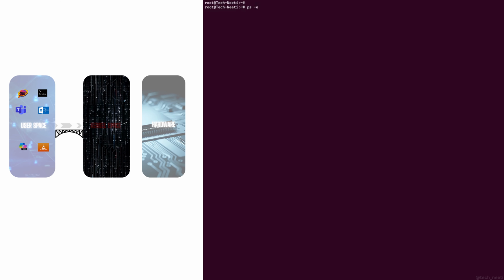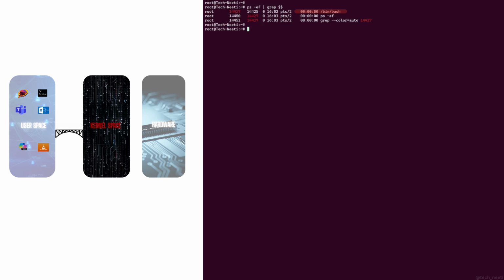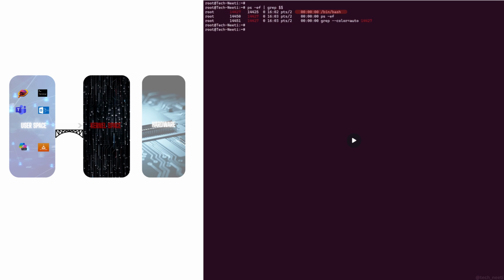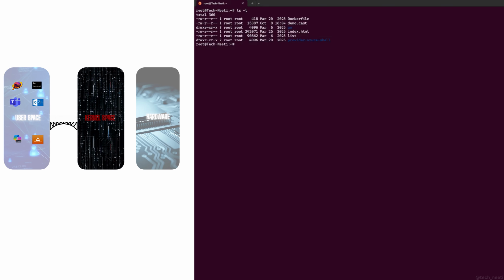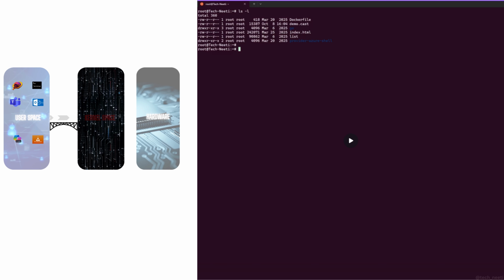But now, let me find the process ID of my own shell. ps -ef | grep $$. Here it is, /bin/bash. Notice it's not inside brackets. That means my shell is running in user space. If I run ls -l in my shell, which is in user space, it lists all files and directories from the disk, meaning it's talking to hardware.